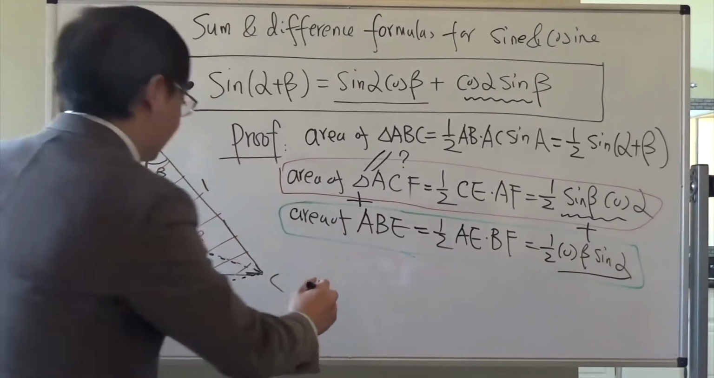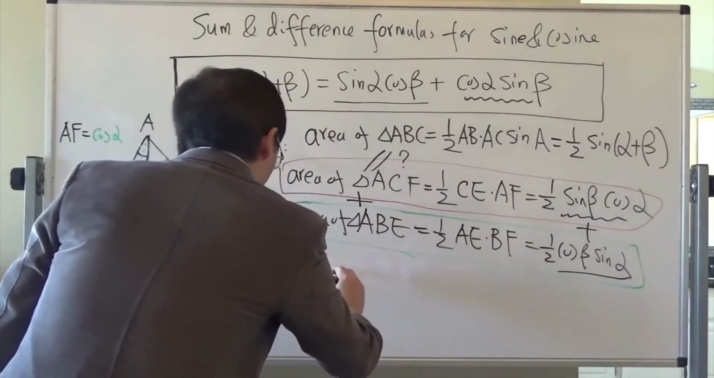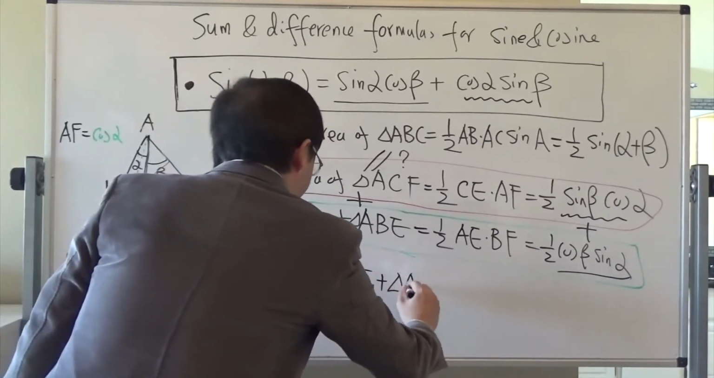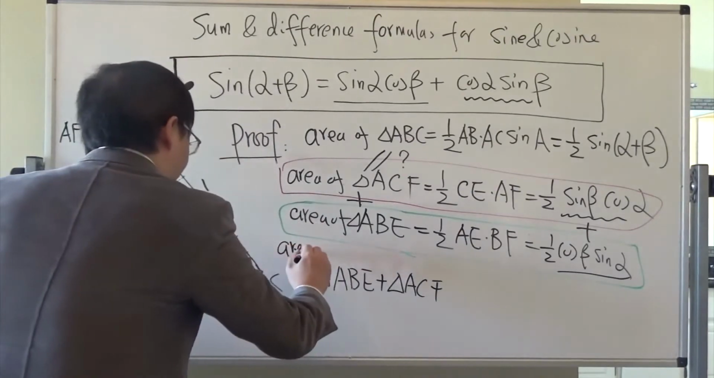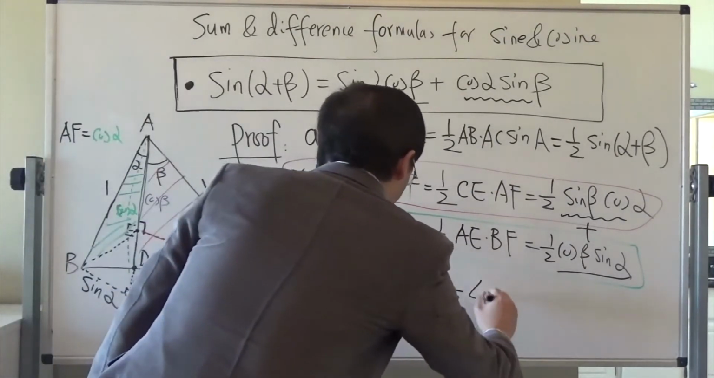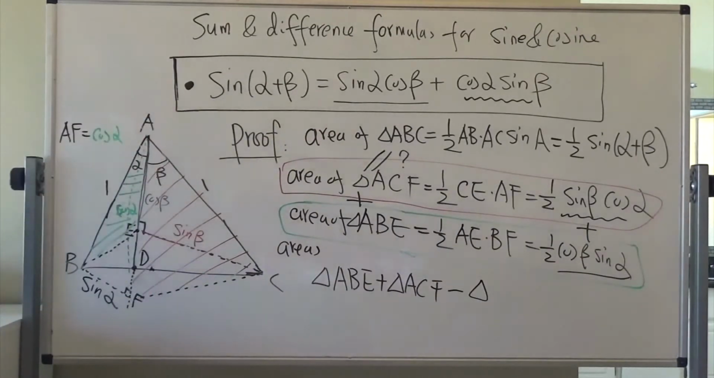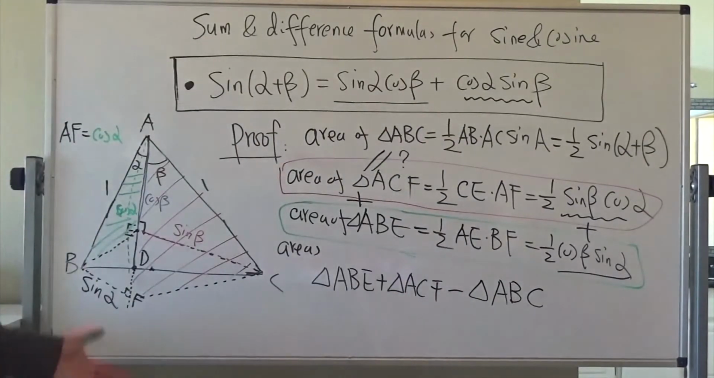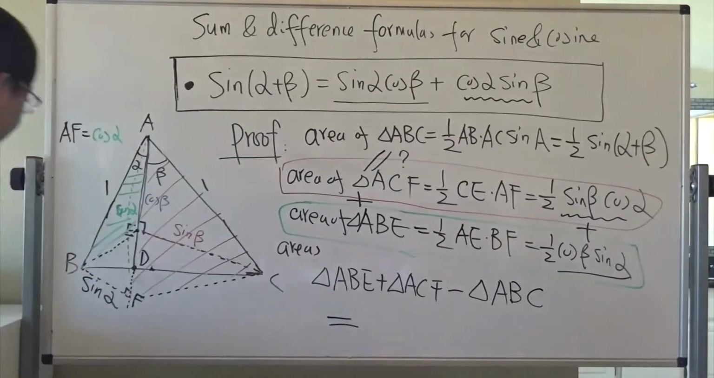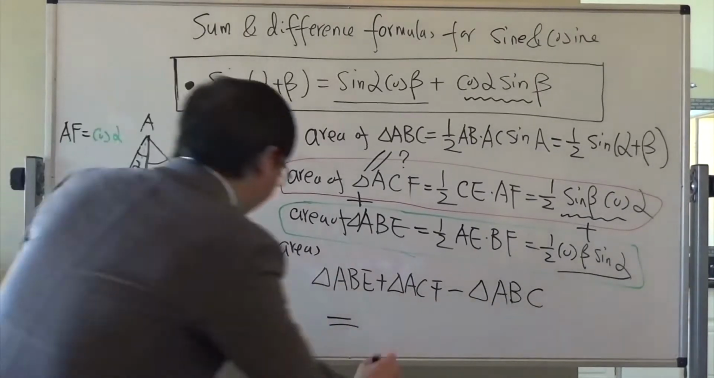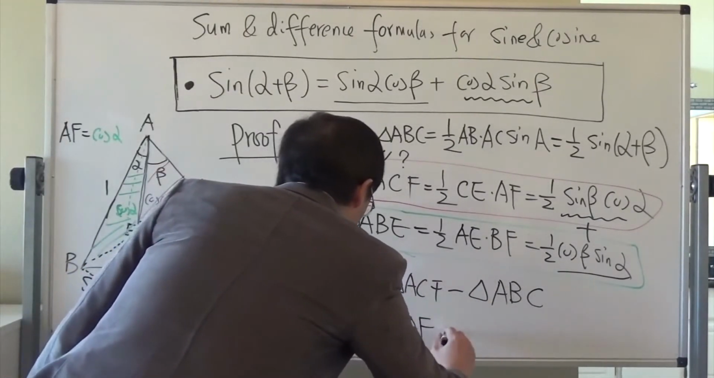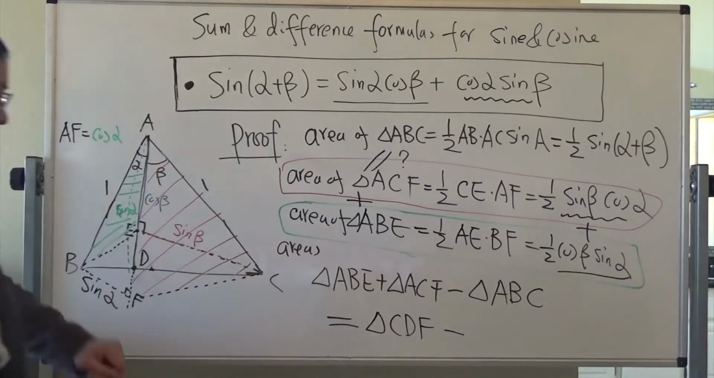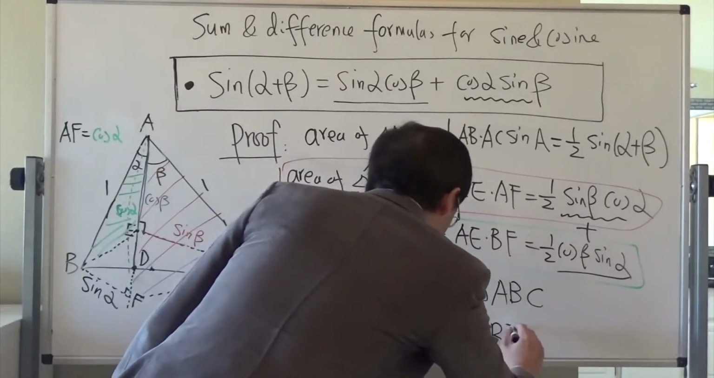If I take the difference, if I have triangle ABE plus the area ACF, right? Everything is in areas, minus the whole triangle, that's ABC, right? With ABC, what do we have? That equals the triangle CDF minus the triangle BED.